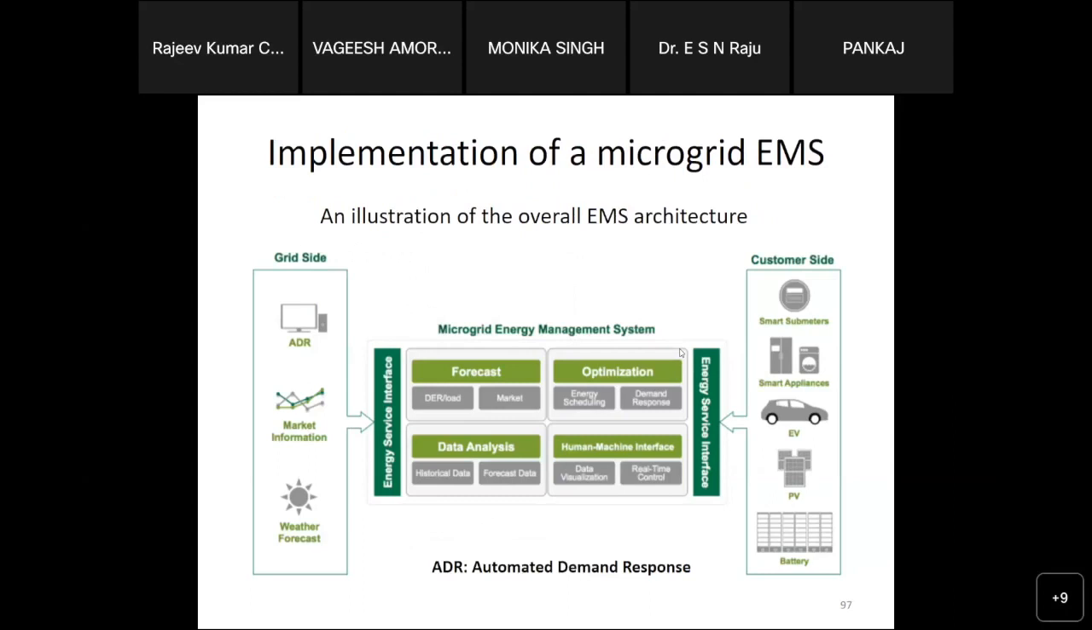Coming to the implementation of the microgrid EMS, here I have implemented whatever I have discussed in the earlier slides. On the grid side, we have the automated demand response, the market information, and the weather forecast. On the customer side, we have the smart submeters, smart appliances, EVs, PVs, and battery. In the energy management, we have the forecast: we have to forecast the DER load and the market. In the optimization, we go for energy scheduling and demand response. In the data analysis, we go for the historical data and forecast data. In the human machine interface, we go for real-time control as well as data visualization. This is the complete overall illustration of the EMS I have discussed so far in the previous slides.